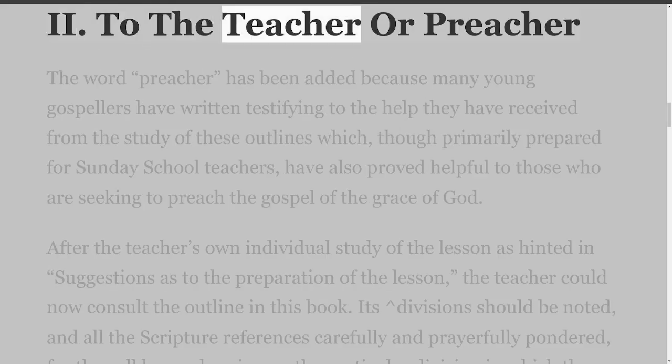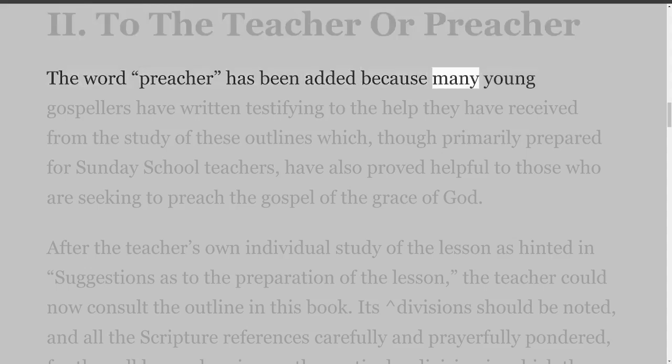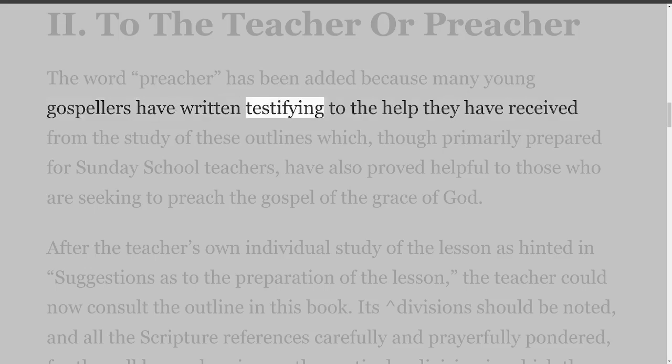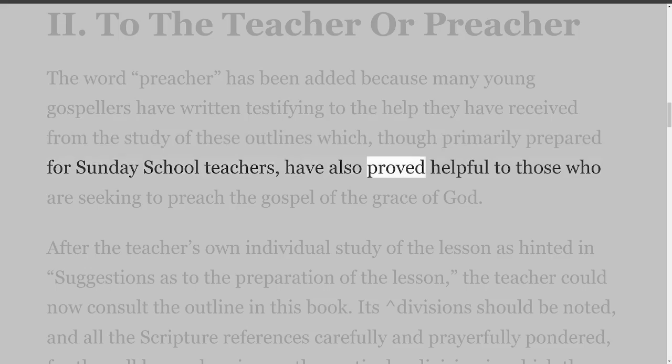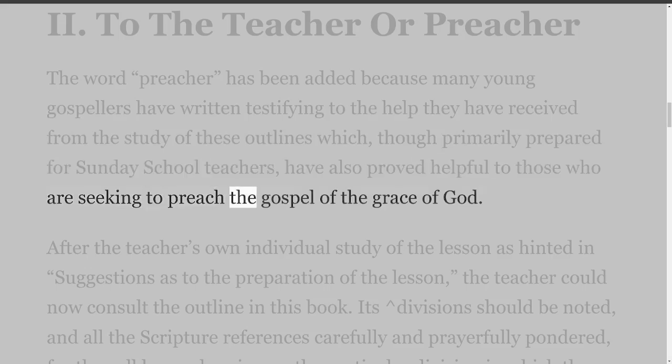2. To the teacher or preacher. The word preacher has been added because many young gospelers have written testifying to the help they have received from the study of these outlines which, though primarily prepared for Sunday school teachers, have also proved helpful to those who are seeking to preach the gospel of the grace of God.